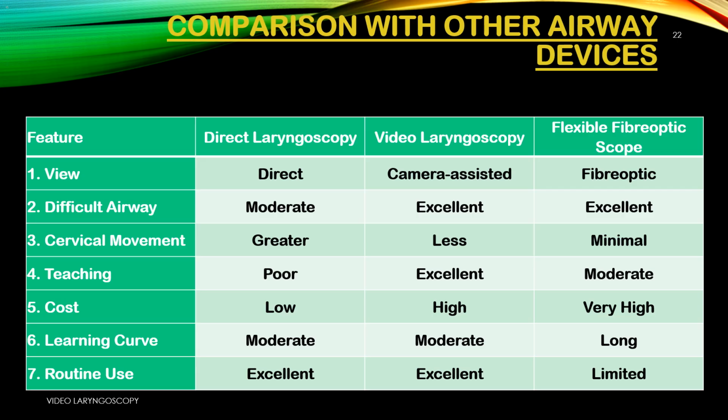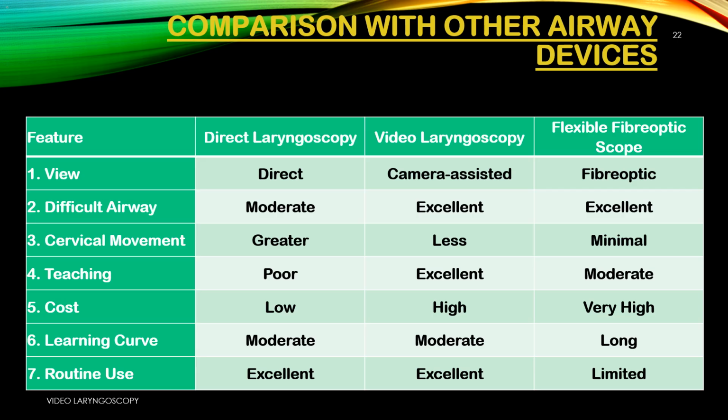6. Learning curve. Direct laryngoscopy: moderate. Video laryngoscopy: moderate. Flexible fiberoptic scope: long. Explanation. Direct and video take moderate practice. Fiberoptic needs extensive training to master.